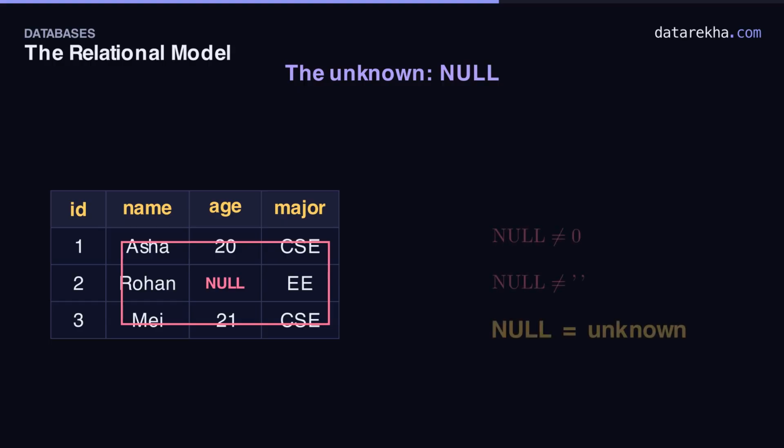And here is the trap. Null is not zero. It is not an empty piece of text. It means unknown. The value exists in the world. We just haven't got it. Zero is a known age. Empty text is a known blank name. Null is the absence of knowledge.